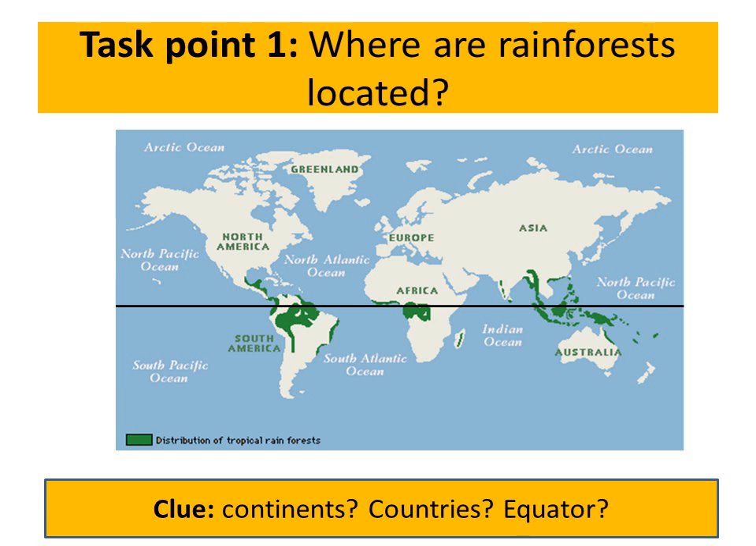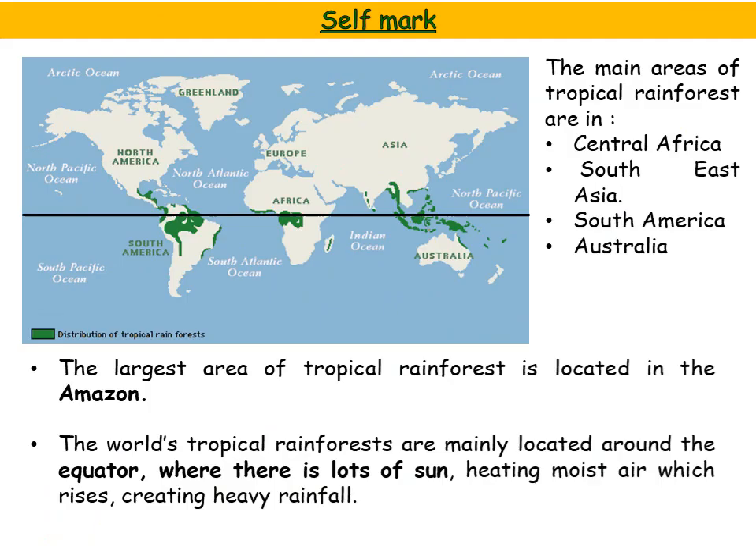Don't forget Year 7, at each task point you can pause the video to complete the activity before we go on to self-marking. So moving on to the next, I want you to self-mark your answer. You should have identified that the main areas of a tropical rainforest are in Central Africa, located in the middle of the map, Southeast Asia, South America, which is actually home to the largest tropical rainforest, and parts of Australia. Some of you will know the Australian rainforest from if you've ever watched I'm a Celebrity, Get Me Out of Here, because that's where they film their program.